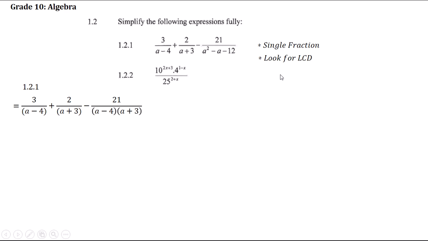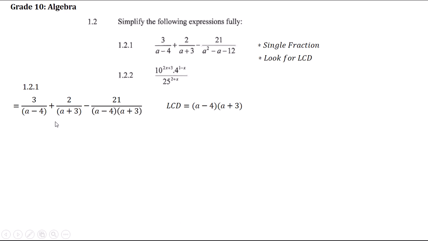So now, after this, we have to look for the LCD. What is the meaning of LCD? The lowest common denominator. So we are looking for the lowest common denominator. In all these denominators, what is common? We have a minus 4, we have a plus 3, we have a minus 4, we have a plus 3. So what is common here is this product, a minus 4 and a plus 3. So this is our common denominator. What we are trying to achieve here is to make all the denominators the same. And how do we do that?